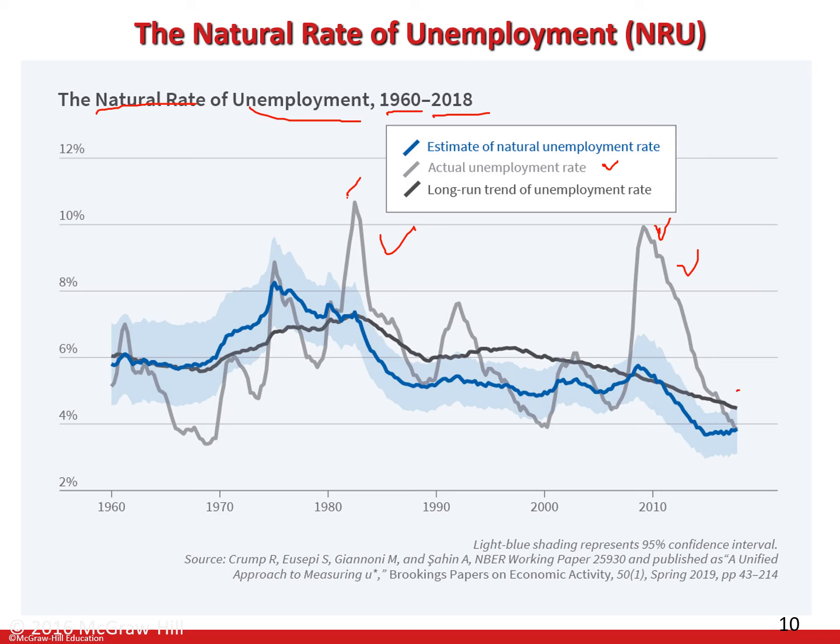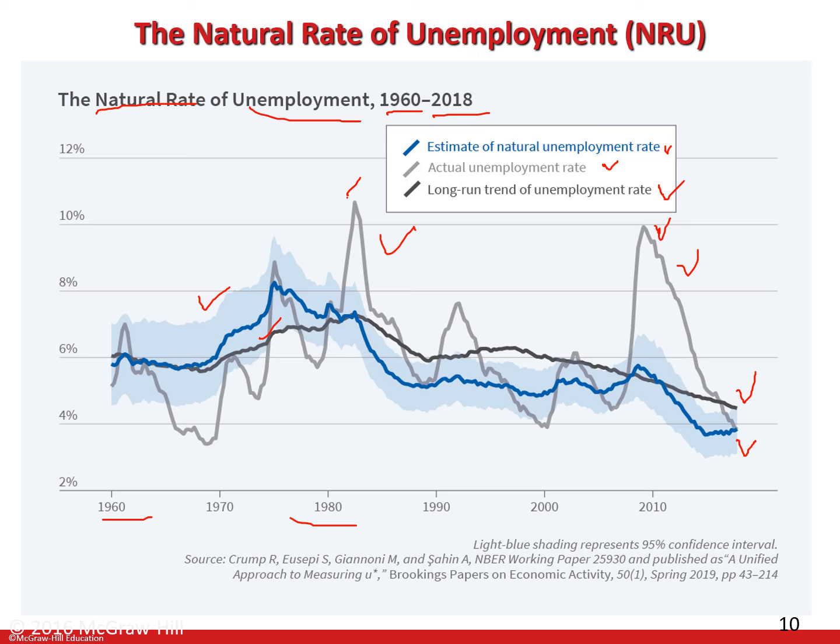The solid black line is the long run trend of the unemployment rate, and the dark blue line is the estimate of the natural rate of unemployment. We can see that the black line and the blue line move together from 1960 all the way up to the 1980s. So the natural rate of unemployment went up, perhaps due to the demographic shift with the baby boomer cohort entering the labor market.